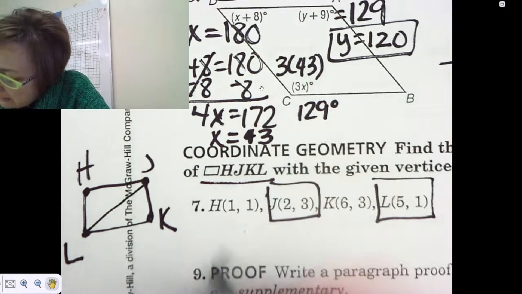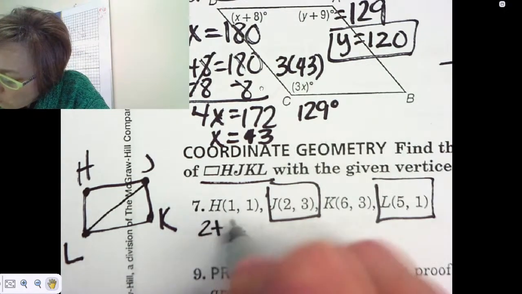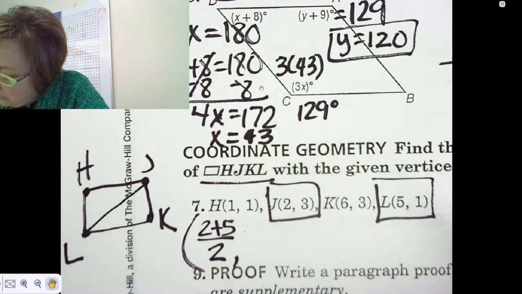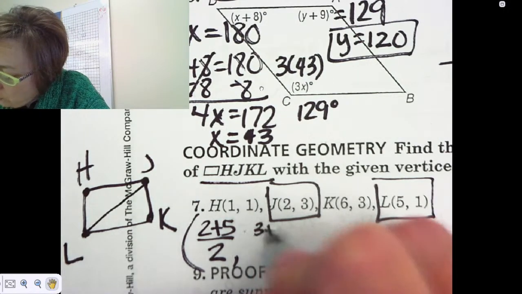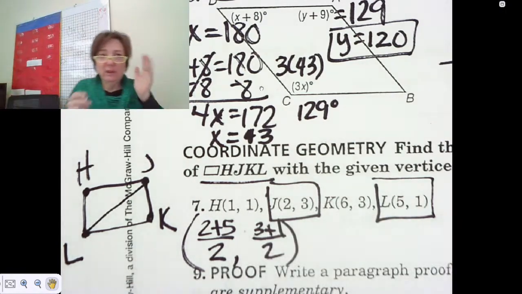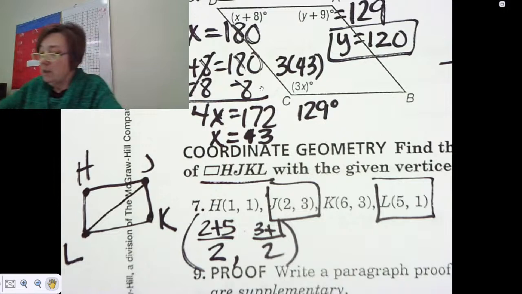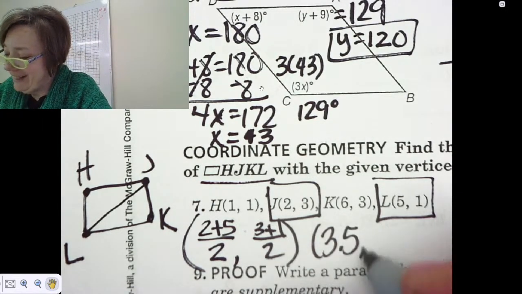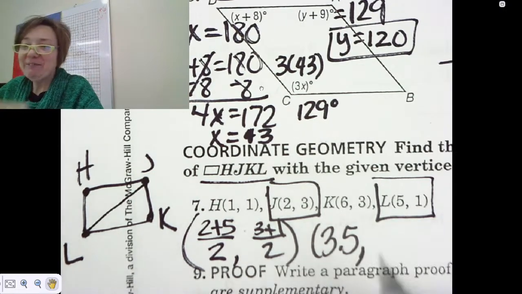So X plus X in this case would be 2 plus 5 divided by 2. And then Y's would be 3 plus 1 divided by 2, right? What's 2 plus 5 divided by 2? 3.5. What is 3 plus 1? 4. Divided by 2. 2.